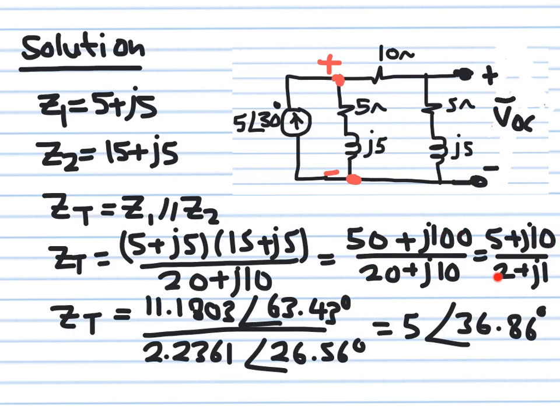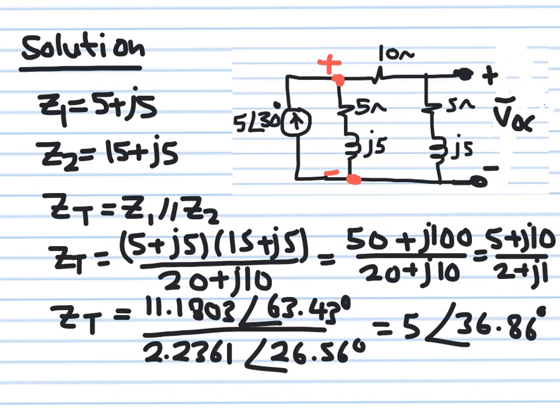This becomes 2 plus J1, and then we can convert these two to their polar form. The modulus of the numerator is the square root of 5 squared plus 10 squared, which gives 11.1803, and the angle is the inverse tangent of 10 over 5, which gives 63.43 degrees. For the denominator, the modulus is the square root of 2 squared plus 1 squared, square root of 5, which is 2.2361, and the angle is the inverse tangent of 1 over 2, which gives 26.56.